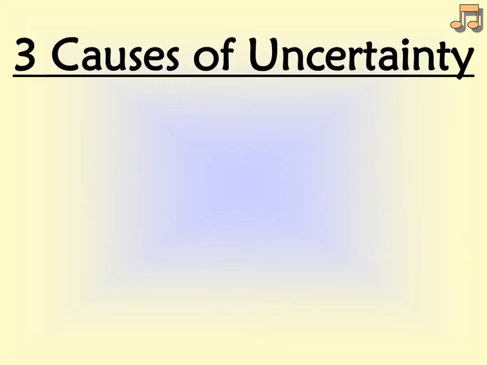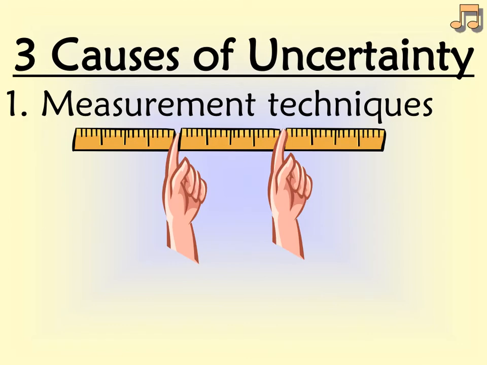So we're going to start with the 3 causes of uncertainty that we have in measurements. The first one is the measurement technique we use. Here what I'm trying to illustrate for you is someone putting a ruler down and then putting their finger in place and then moving the ruler over and then moving their finger at the end of that and then moving the ruler over. That is not going to be a very accurate measurement technique. Look how far apart the ends of those rulers are. So that kind of measurement technique is going to give you poor results.